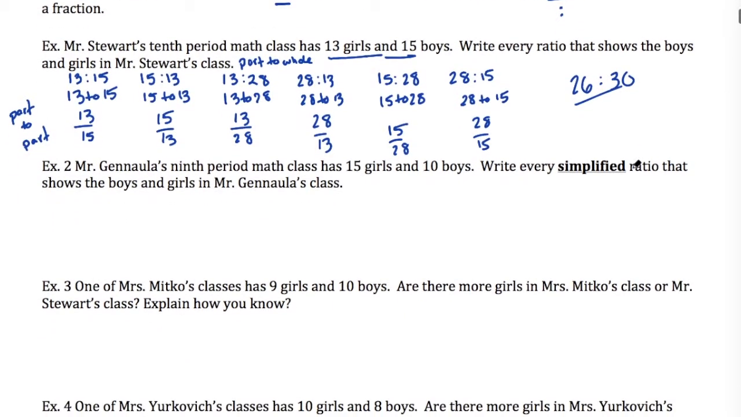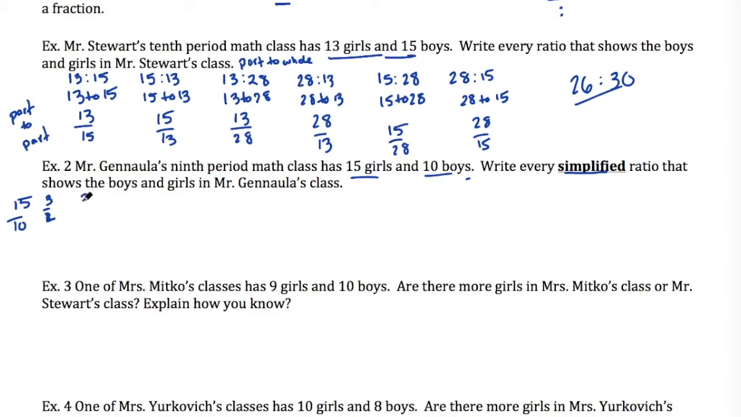Let's look at another example. In this example, talking about Mr. Janala's math class, he's got 15 girls and 10 boys, but it asks us to write the simplified ratios. We were kind of talking about that before. Now, 15 to 10, just like you might remember from working with fractions, if we had this as a fraction, we could reduce this because both numbers are divisible by 5. We could reduce that to 3 to 2. So we're going to do all of our ratios in this example with 3, 2, and the whole in this case would be 5, because that's 3 plus 2.